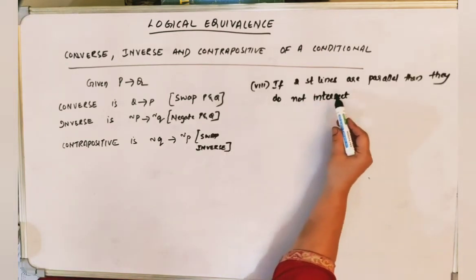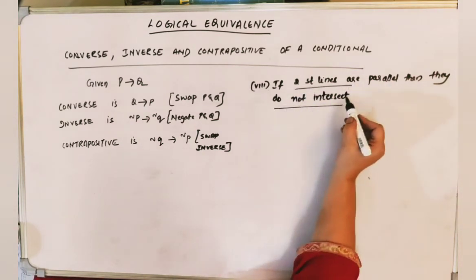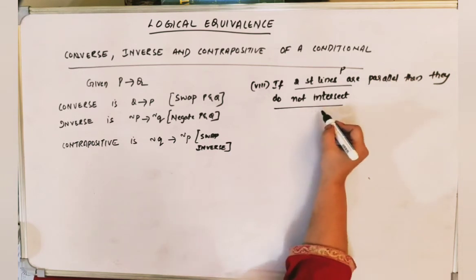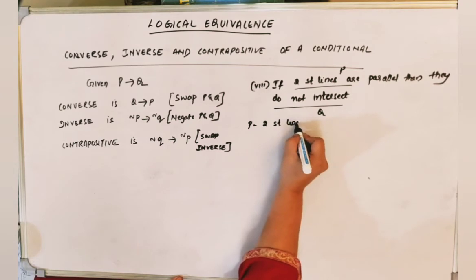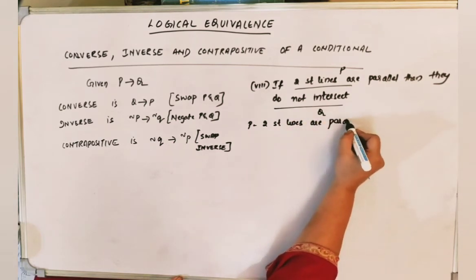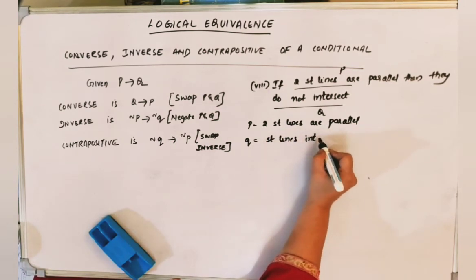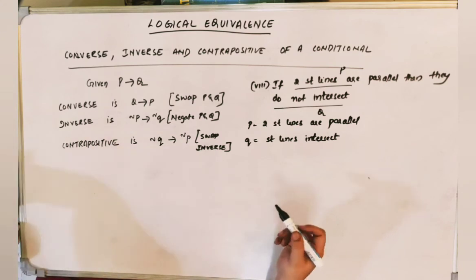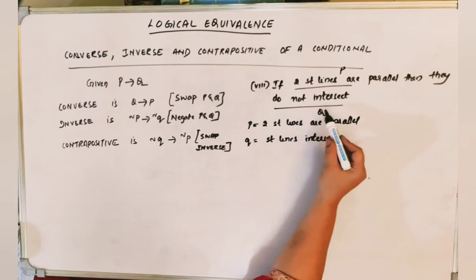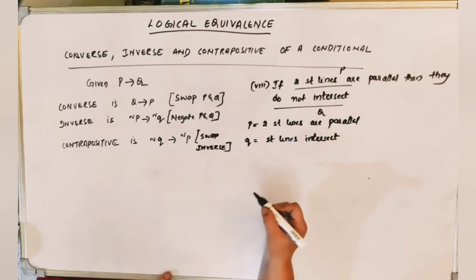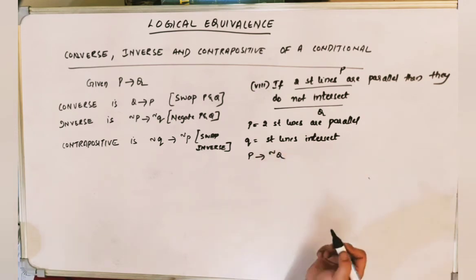Let's take an example. If two straight lines are parallel, then they do not intersect. So we have two propositions here. Let's take this as P and this as Q. P is two straight lines are parallel. Q is straight lines intersect. Whenever there is a not, let's not put not in the proposition. It should be positive: straight lines intersect. Now let's symbolize it. We have if then. So P conditional not Q here.